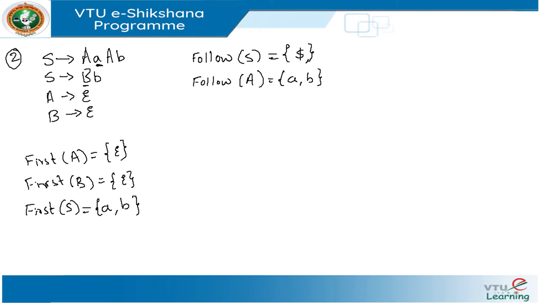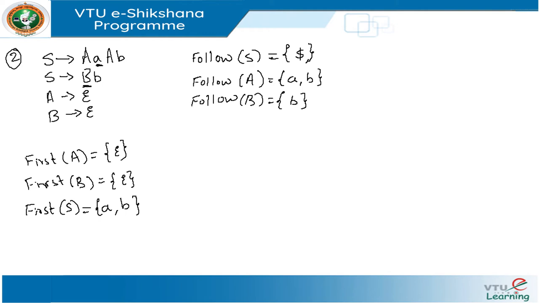And coming to the follow set of the non-terminal B here, so in the second production we have got the non-terminal B, and the terminal symbol b is following the non-terminal B. So hence b is present in the follow set of B. So these are the first and follow sets of the non-terminals of the grammar.